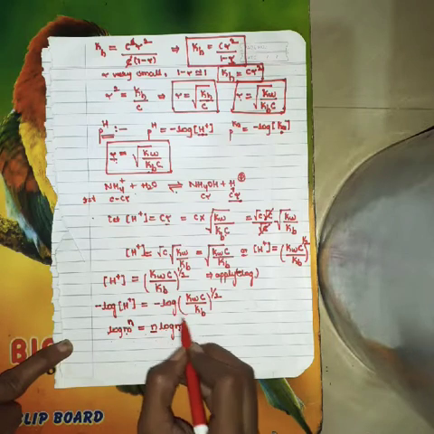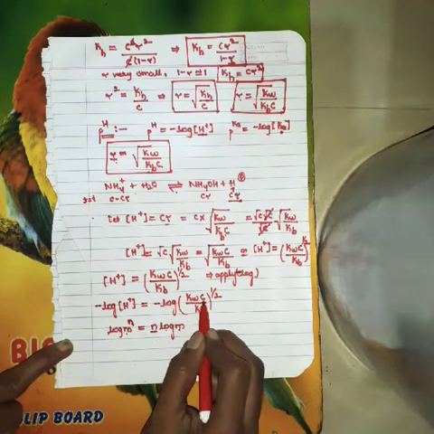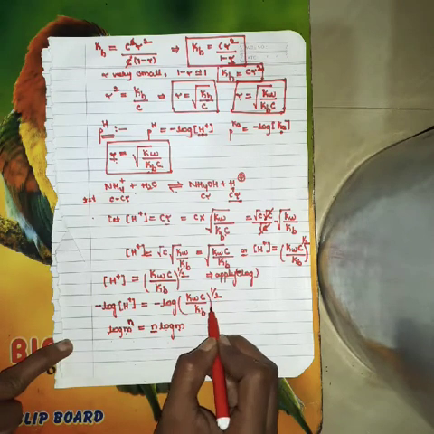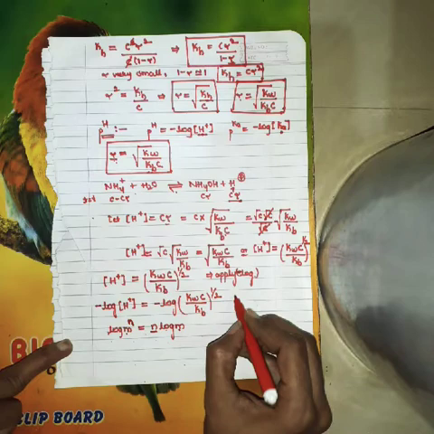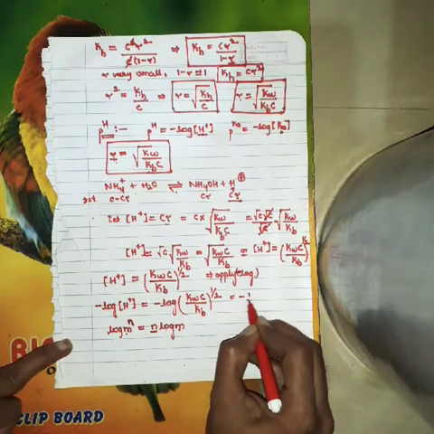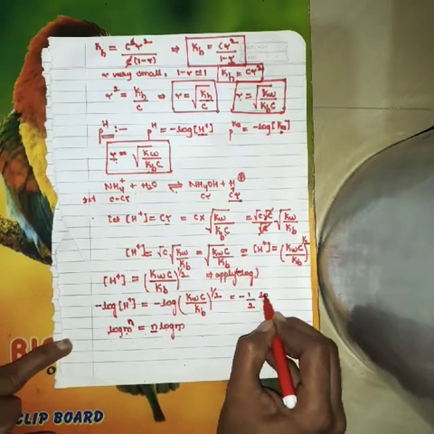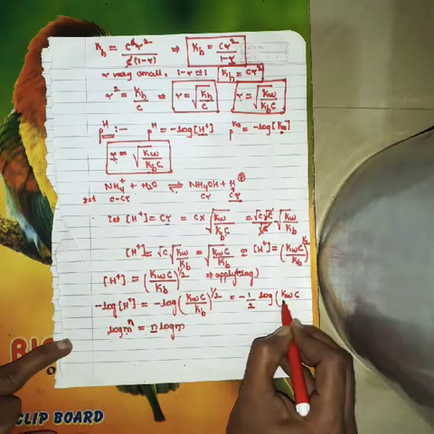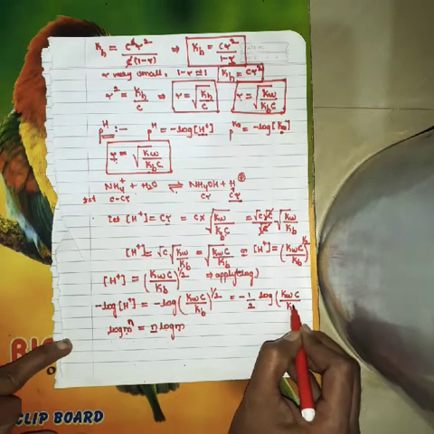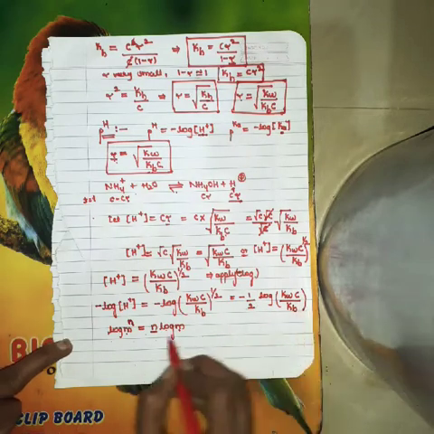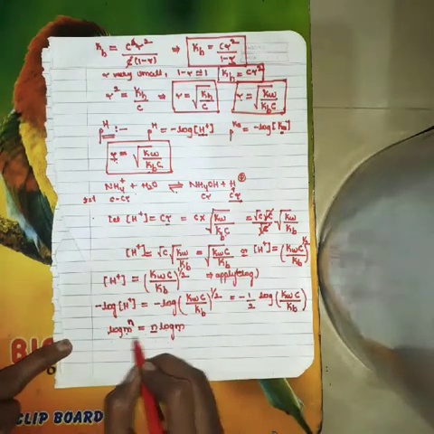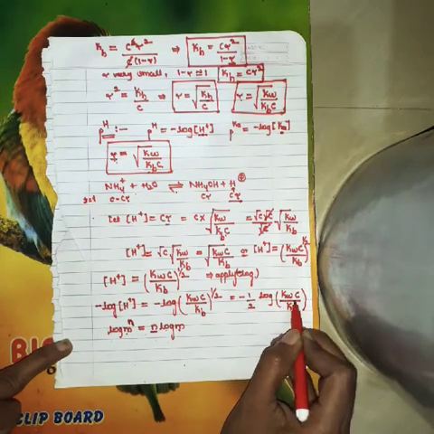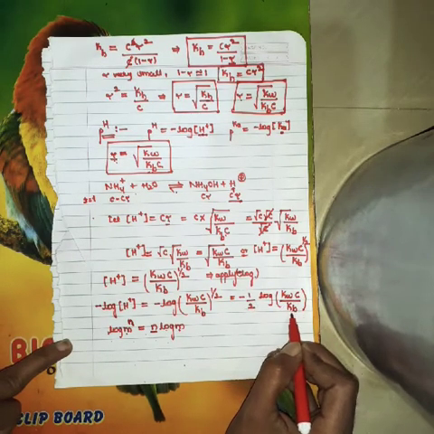See here, log of Kw into C divided by Kb raised to 1 by 2. How will it become? Minus 1 divided by 2 log of Kw into C divided by Kb. By using this property, it becomes minus 1 by 2 log of Kw into C divided by Kb.